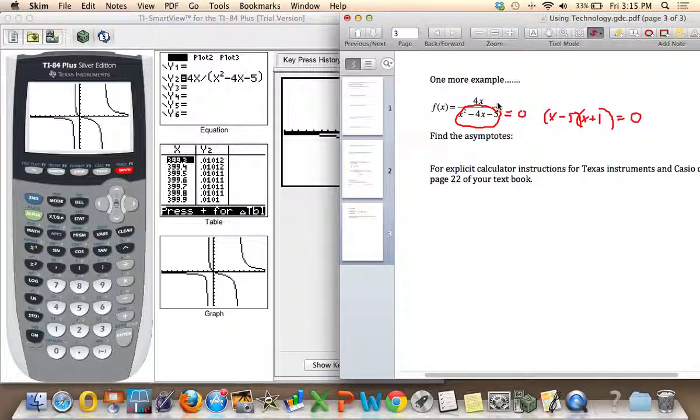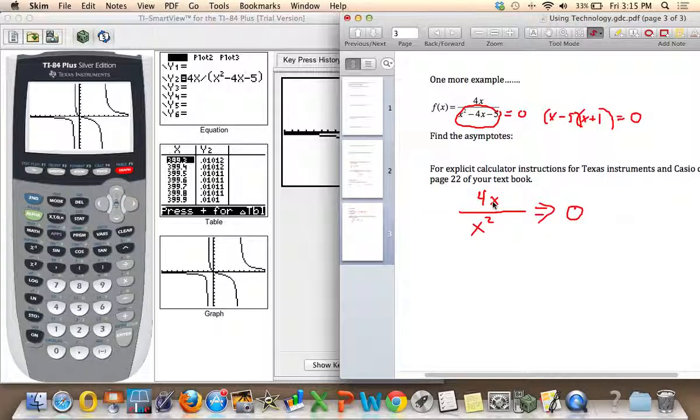Now remember what we said about horizontal asymptotes. You're looking at the end behavior. What happens when x is really big? Because there's only an x in the top, but in the bottom I have an x squared, imagine as x gets really, really big, this is going to get closer and closer and closer to 0.